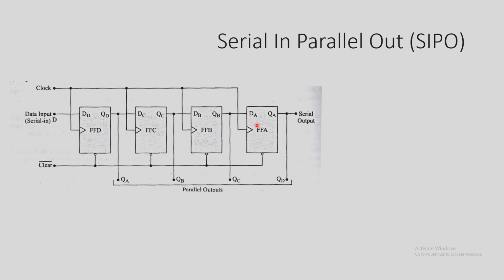So at the next edge, data from flip-flop B shifts to A. Similarly, data from C shifts to B, data from D shifts to C, and the last bit of data is stored in D. So this register takes 4 clock cycles to complete the input.